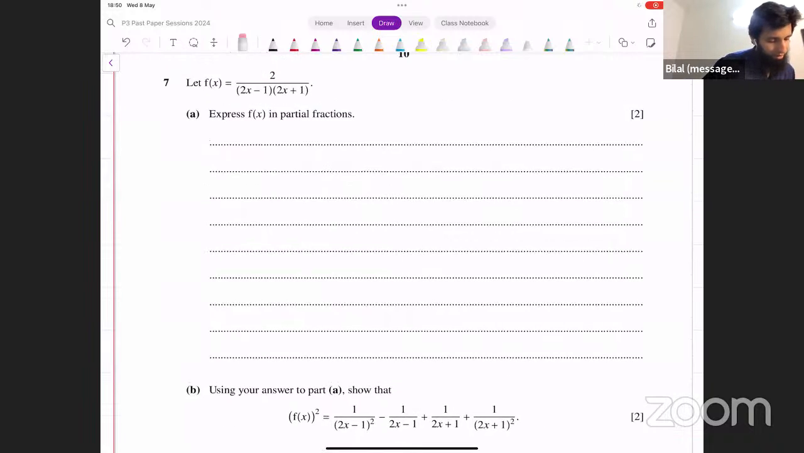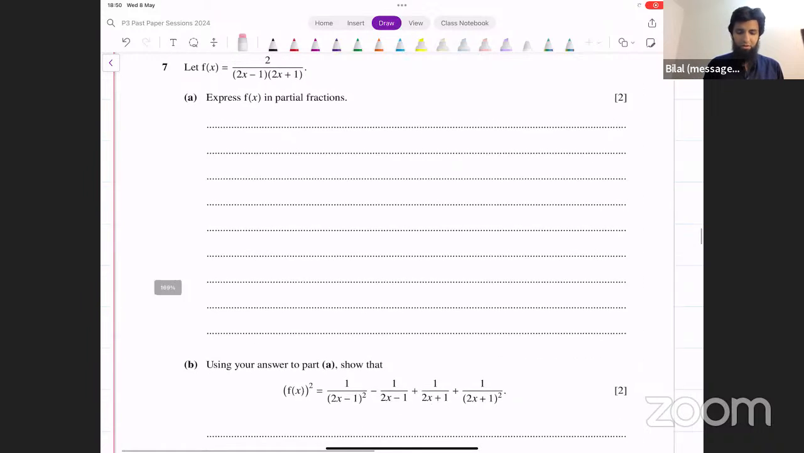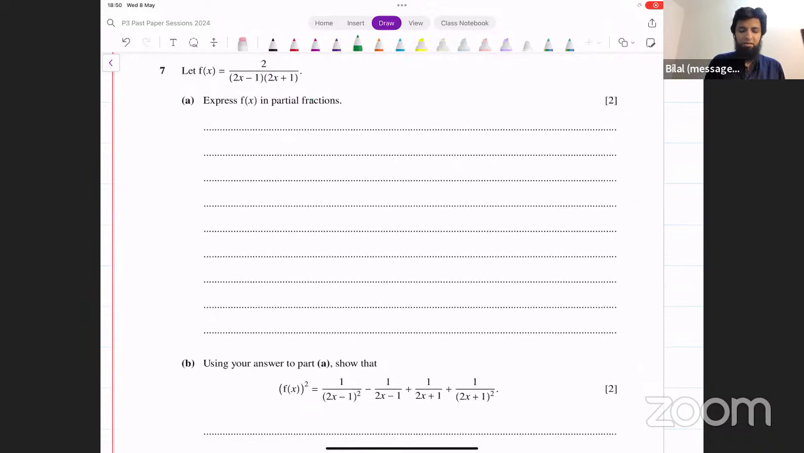Okay, so the next one is question number 7. It's not that difficult. In the first part, you do partial fractions, and then in the next part, you have to show that f of x whole squared becomes this. How would you do that? When you have partial fractions, you get something like this, a over 2x minus 1 plus b over 2x plus 1.